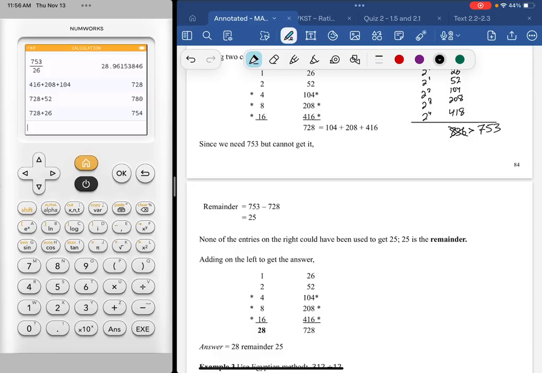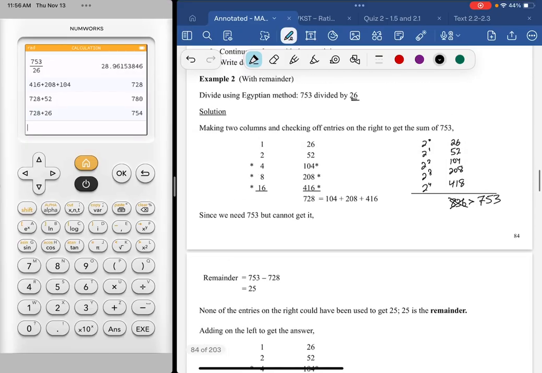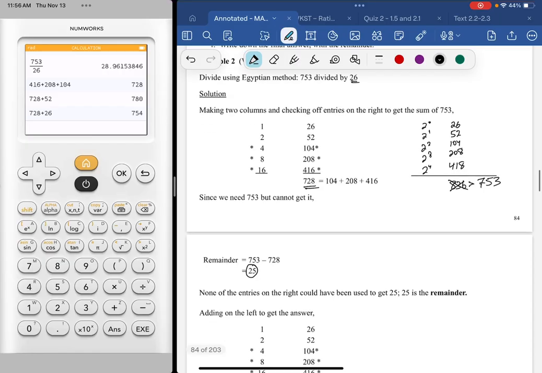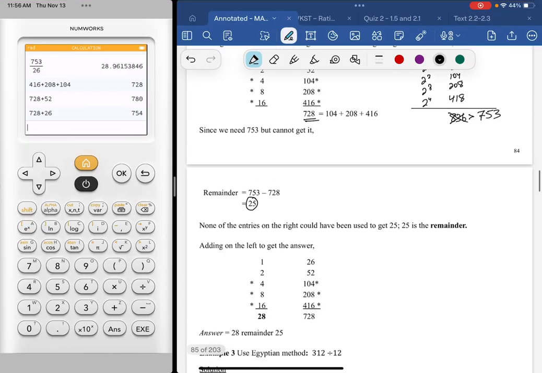We take note of the values in the left-hand column that correspond with that, but in doing so, what we have to also account for is that remainder. So the way to handle that would be to take whatever your target number is, 753, and subtract off from it what the closest value to that number was by adding the values in the second column. So we do 753 minus 728 gets me the 25. So now I know off the bat I have a remainder of 25.